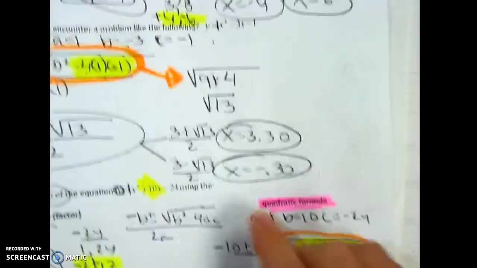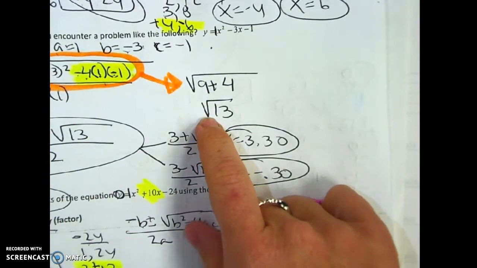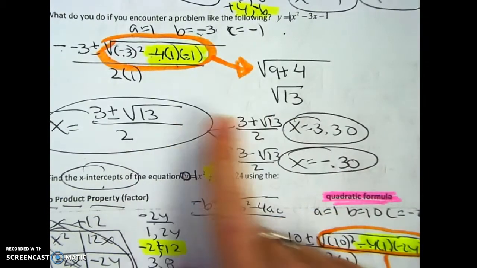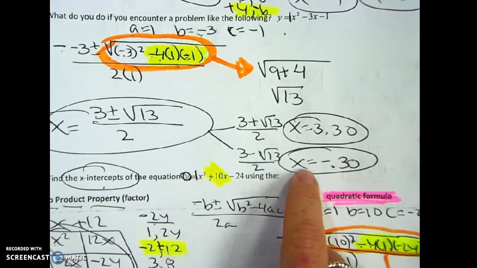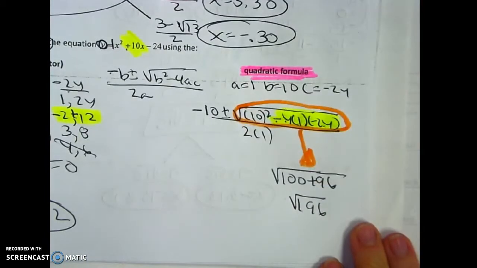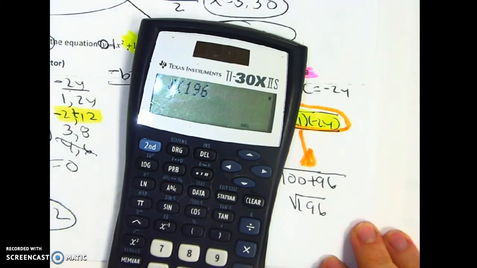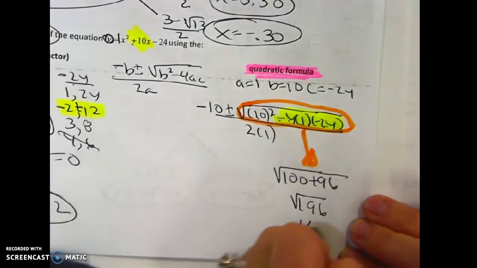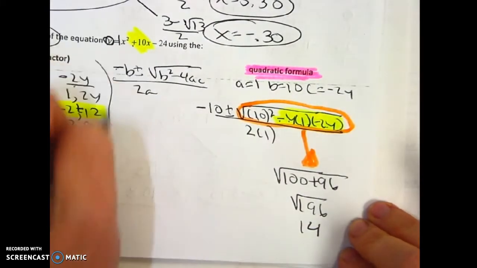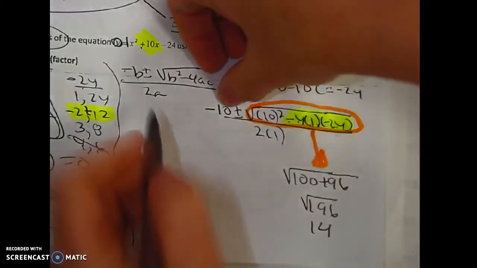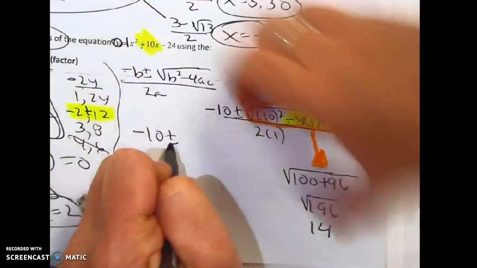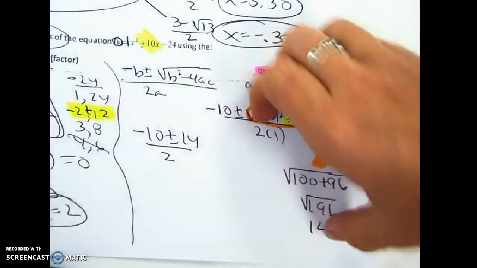Now remember before here, you couldn't take the square root of 13, so you just left it, and then you got bonus by simplifying it in the calculator. The problem is, if you do the square root of 196 in your calculator, it tells you a whole number. It tells you 14. That means you can take the square root. So that means it's negative 10 plus or minus 14 over 2.